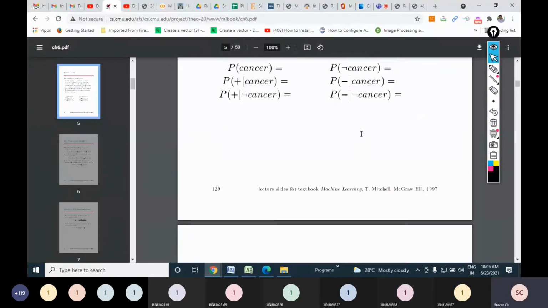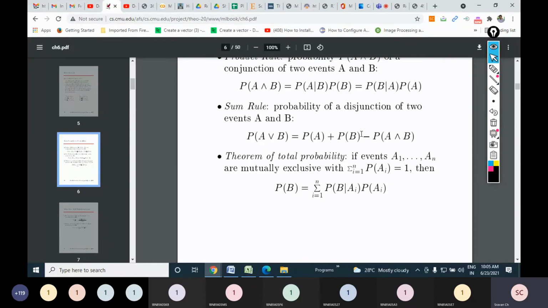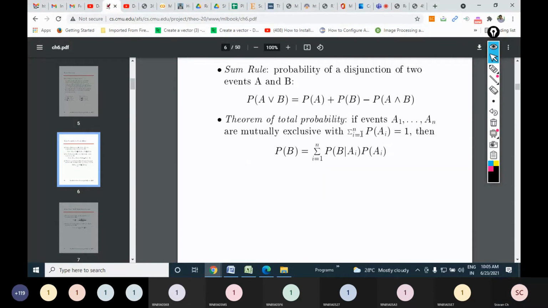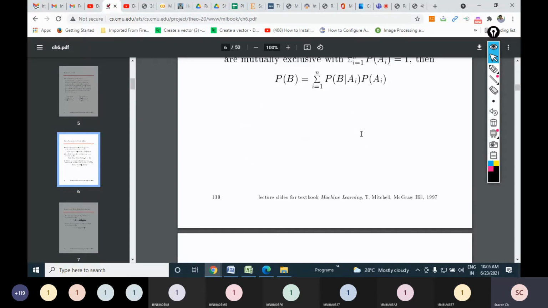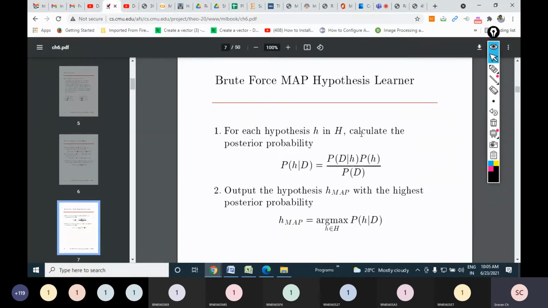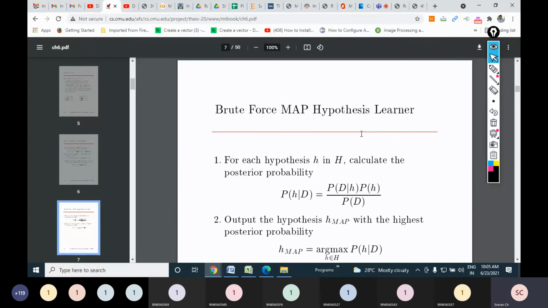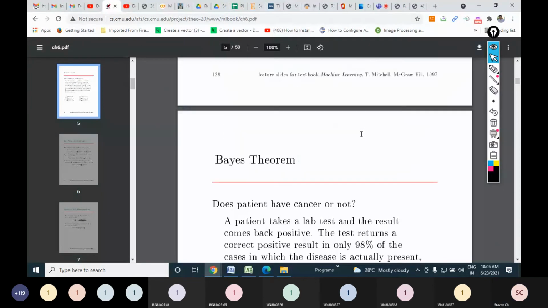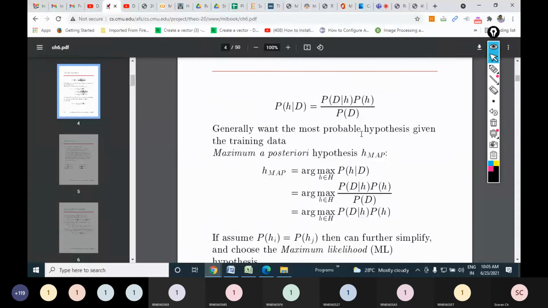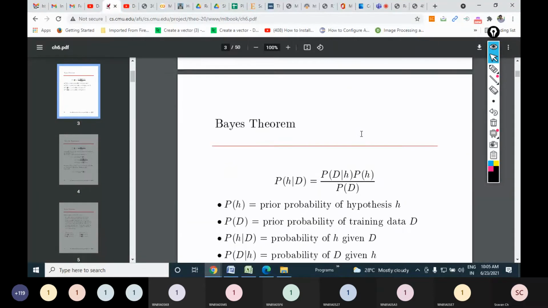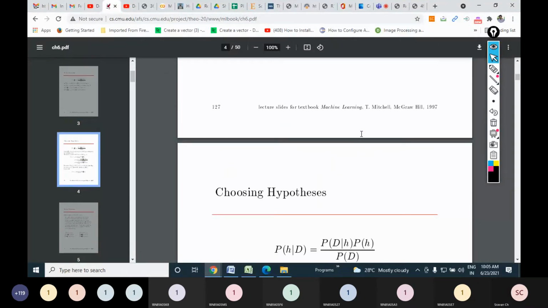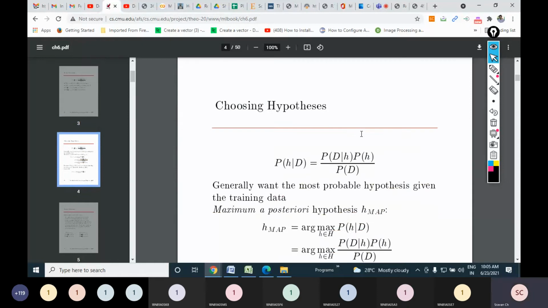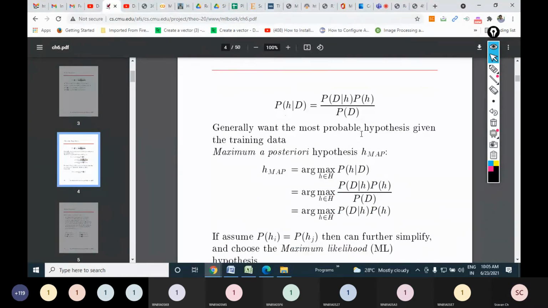This product rule, sum rule, theory of total probability we have discussed in our last class, right? Brute force MAP hypothesis learner, right? One second. This we have not seen, right?